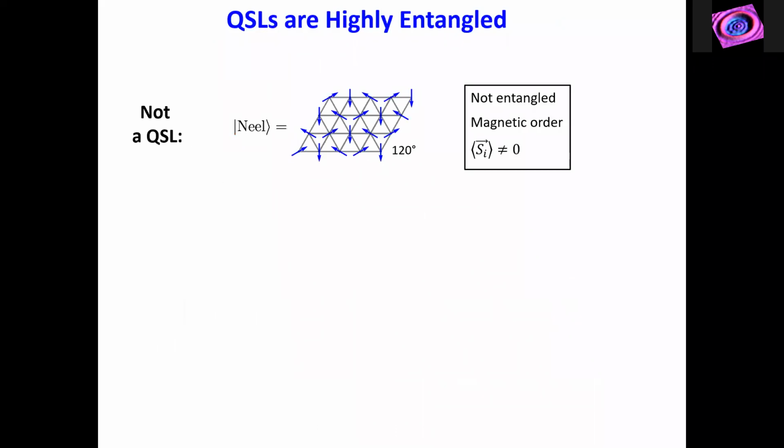So one of the characteristics of quantum spin liquids is that they are highly entangled states. To see that, I think it's useful to first consider what is not a quantum spin liquid. So this state is not a quantum spin liquid. This is the Néel state. It's a 120-degree rotated antiferromagnetic state. And it's not a quantum spin liquid because first it has magnetic order, and you can see how you can write this as a simple product state of the wave function of all the different spins. So it's not entangled. And also you can see that the net spin, the average spin at any one lattice site, is not zero. And so that means it's not a quantum spin liquid.